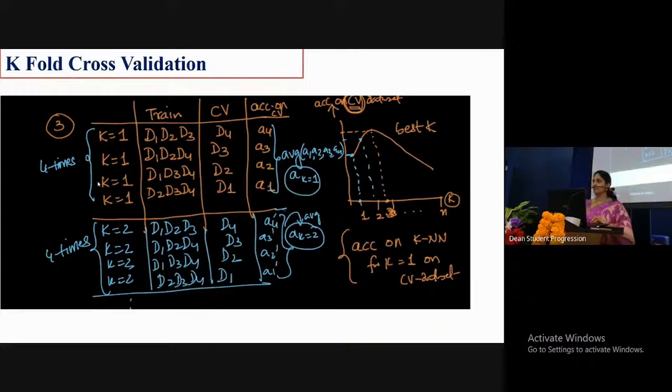Generally, they say 10 folds is one optimal fold value that you can take. So 10-fold can be taken, and taking 10-fold values, determine your K and then determine your accuracy, and then you can test that with your test data set.